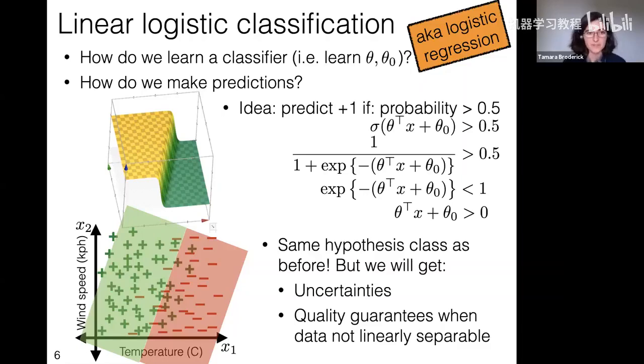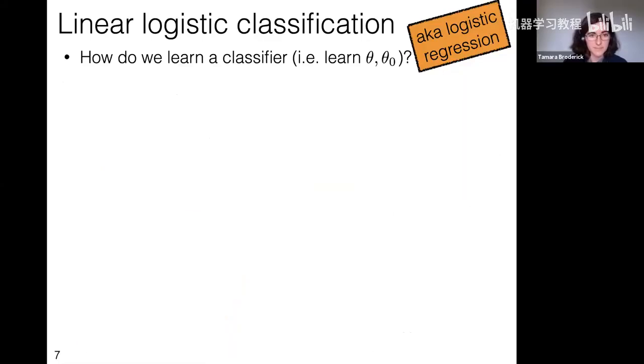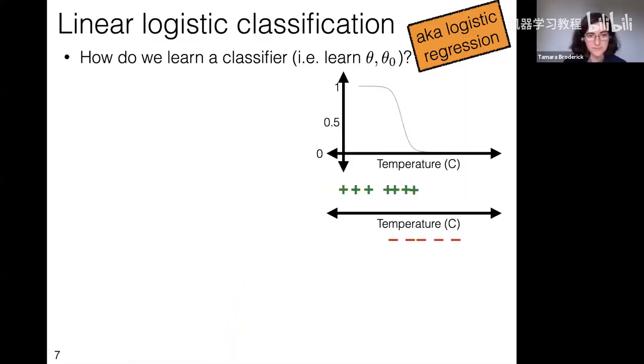Okay, so at this point, we have this sigmoid. We have this hypothesis class, we have the ability to predict, but what we haven't yet done is to say, if we have a bunch of data, how do we learn this sigmoid? How do we get that out? And so that's what we're going to look at next. How do we actually learn a classifier? Okay, so let's look at that now.